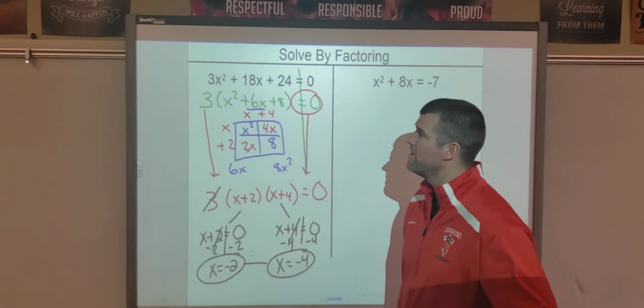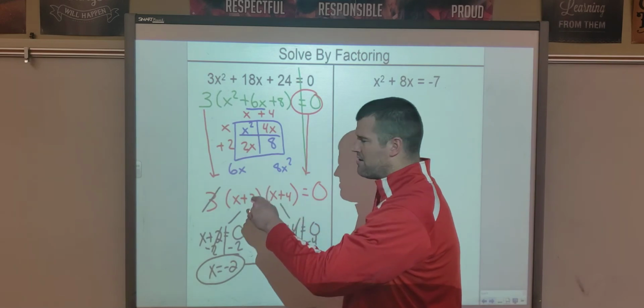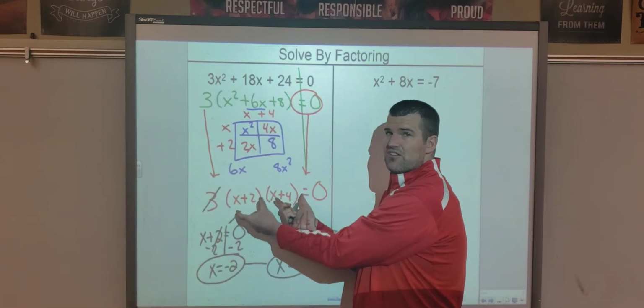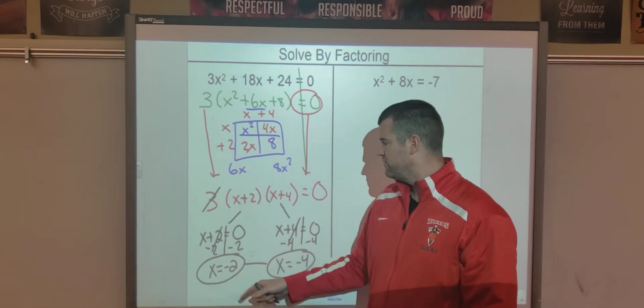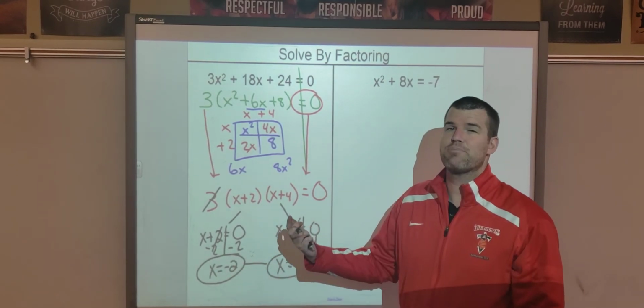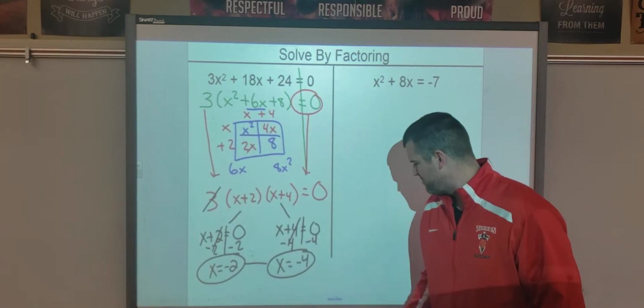Just so you know, if we didn't take the 3 out right here, we could have still factored this using the box. We would have got binomials that look slightly different, but when we solved it right here, we still would have gotten negative 2 and negative 4. So math is pretty amazing. It's cool how these things work out. All right, on to the next one.